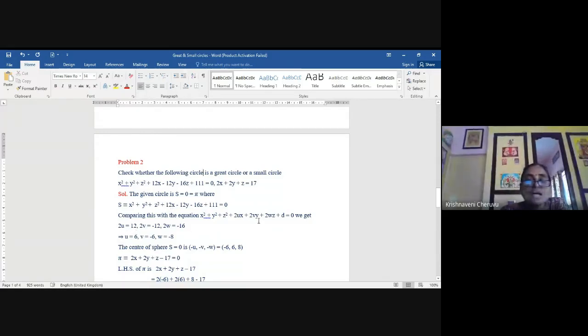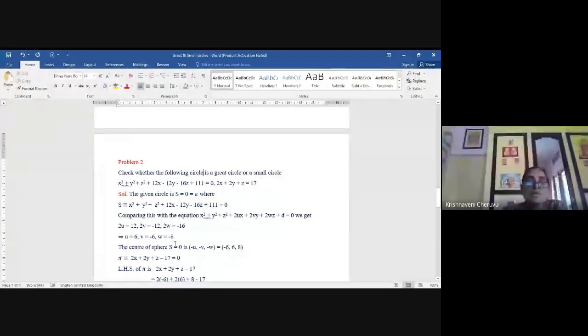In this one, the coefficient of y is 2v. Here the coefficient of y is minus 12. When you equate, you will get 2v equal to minus 12. Now you equate the coefficients of z. Here it is 2w. The coefficient of z here is minus 16, so 2w is minus 16. So u is equal to 12 by 2, that is 6. v is equal to minus 12 by 2, minus 6. w is equal to minus 16 by 2, minus 8.